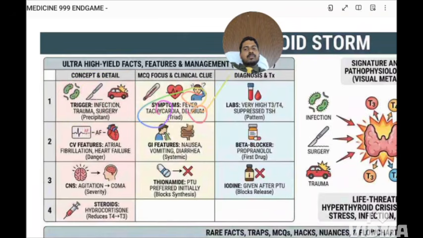Symptoms will be fever, tachycardia, delirium. All these are thyrotoxic features. Okay, so there will be very high T3, T4, and there will be very low TSH. In the cardiovascular system, it can also lead to atrial fibrillation and heart failure because of the increased action of thyroxine hormones. Okay, in the GIT, you will get nausea, vomiting, diarrhea, and so on.